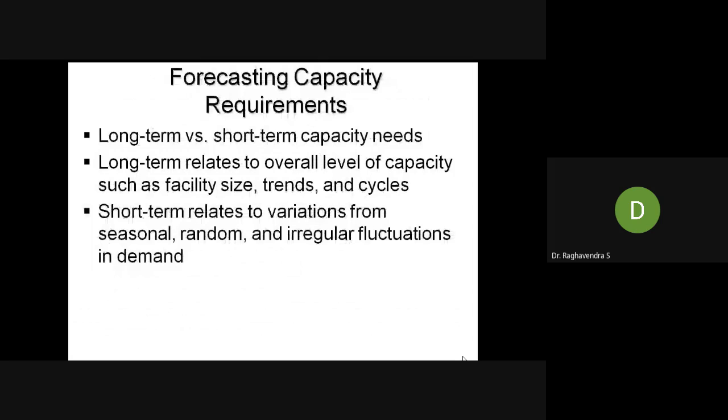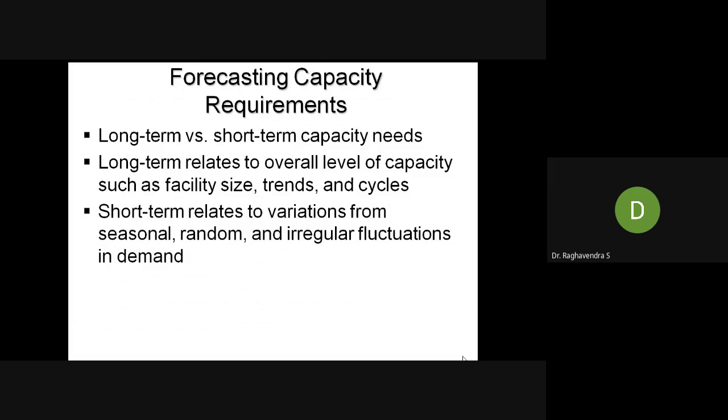Forecasting long-term and short-term capacity needs. Long-term relates to the overall level of capacity such as facility size, trends, and cycles, meaning how many batches and so on. The short-term relates to variations that are seasonal, random, or irregular. Some products are seasonal, some are long-term, some are short-term. So for long-term you can have size, facility, trends.